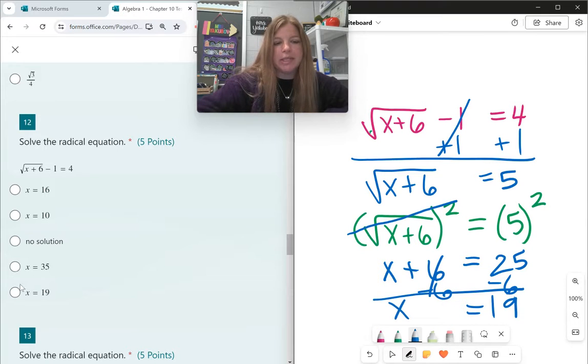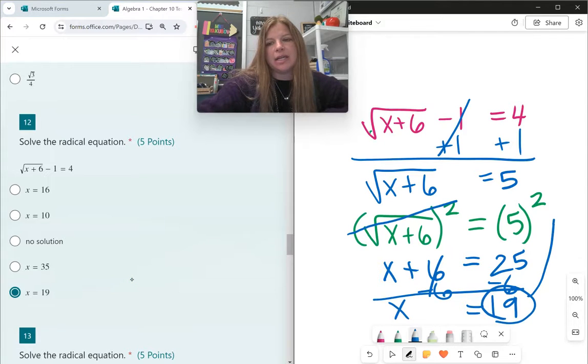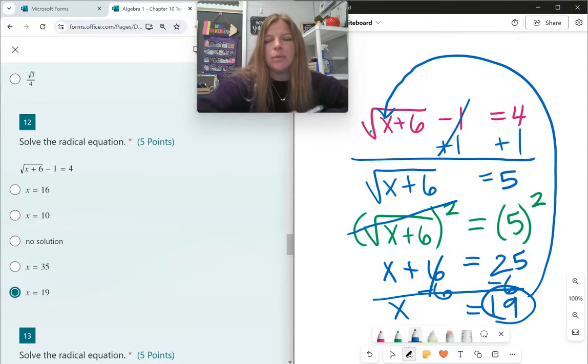Now, it would be silly to solve any equation ever and not check it. These are so easy to check. So when you take 19 and you go back and plug it in for x, what's 19 plus 6? 25. What is the square root of 25? 5. And is 5 minus 1, does that give you 4? Yes. If it gives you a true statement, you know you're good. It's crazy not to check.